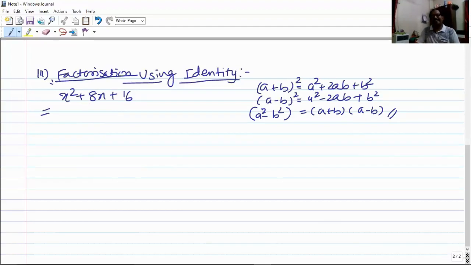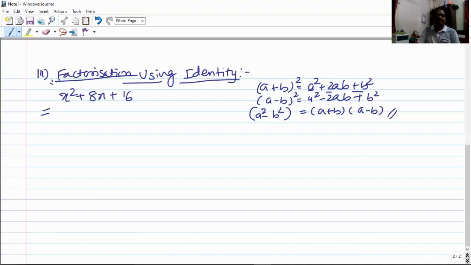Just see the right sides, students. In which of these three forms can this given algebraic expression be compared? If you see the first identity, a plus b the whole square is a square plus 2ab plus b square. Here in this identity all the three terms are positive. Is that clear? So we can put this algebraic expression in the first form, right?